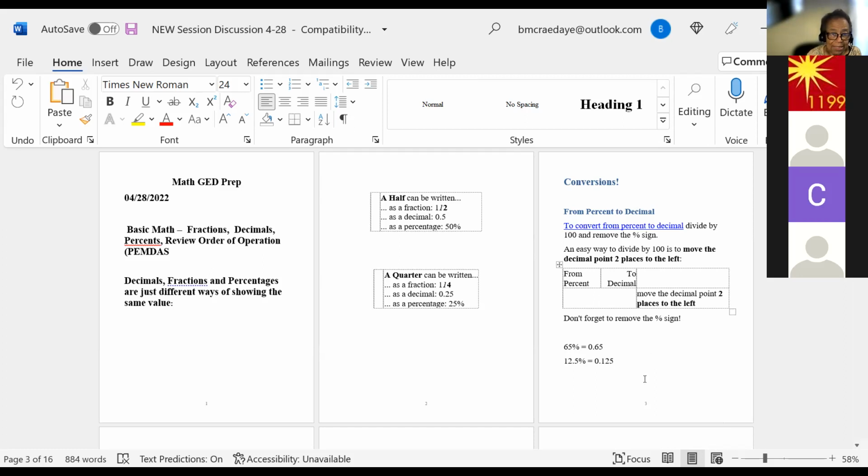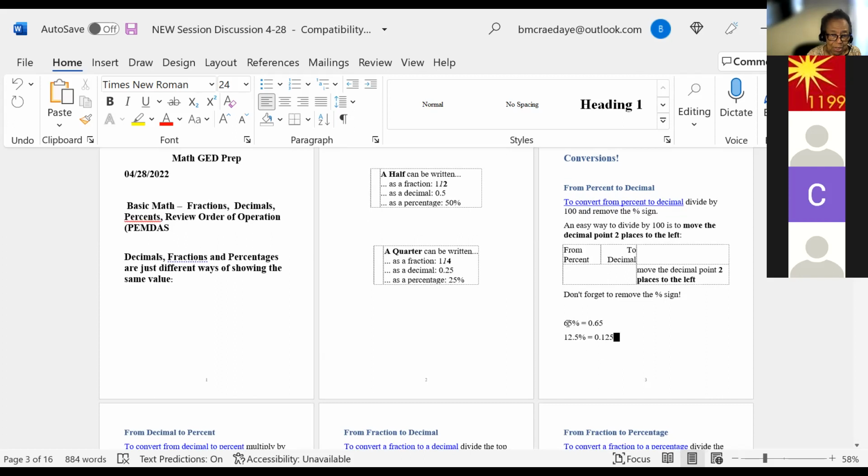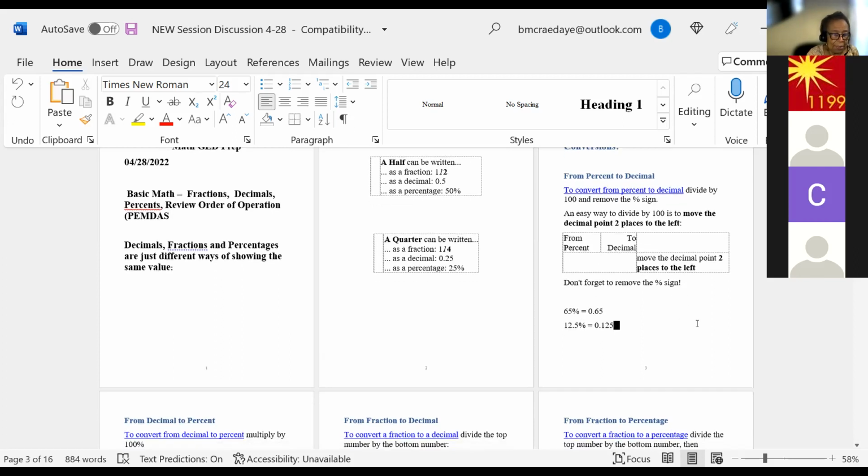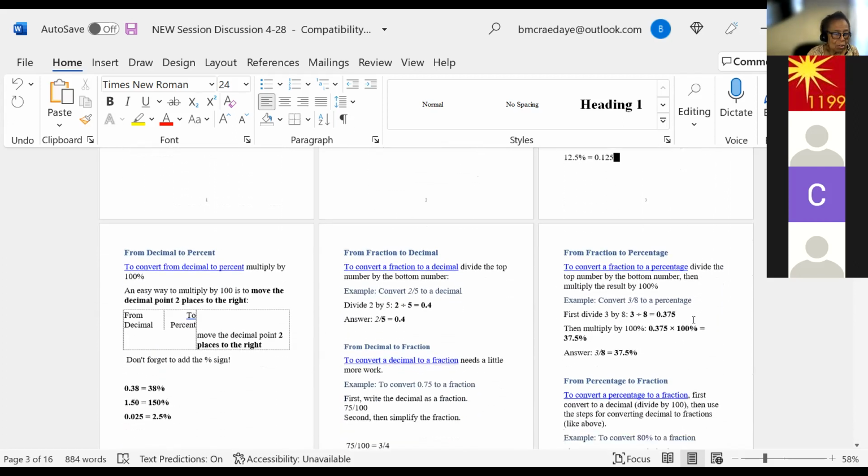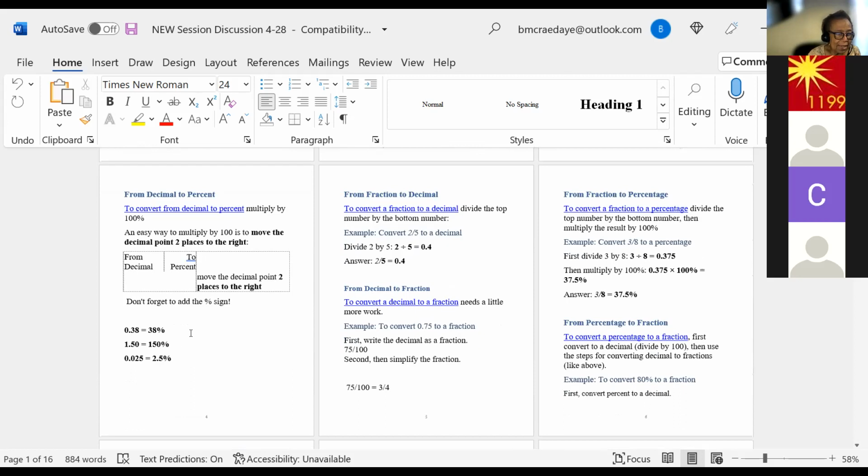Okay, that's percent to decimal. Percent to decimal, drop your percent sign, move 2 places to the left. Same as divide by 100. Now, if you were doing the opposite, going from decimal to percent, you're multiplying by 100 or moving to the right. So if you had 0.38, move the decimal point 2 places, it's behind the 8, and then add the percent sign.